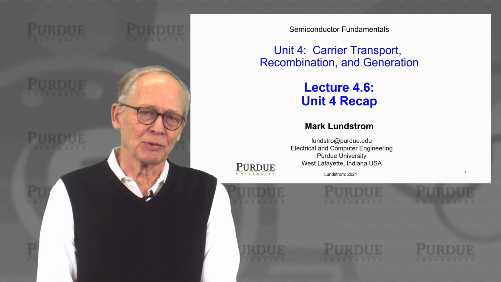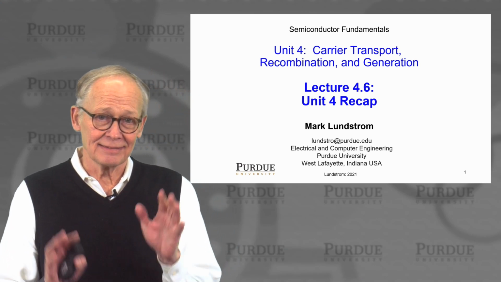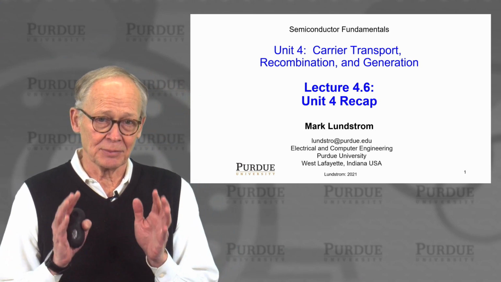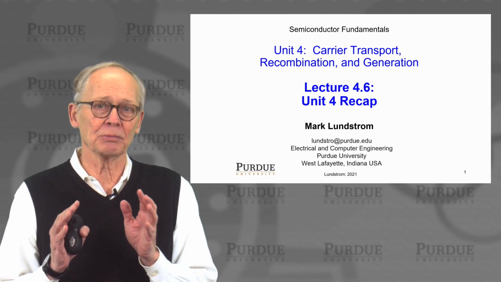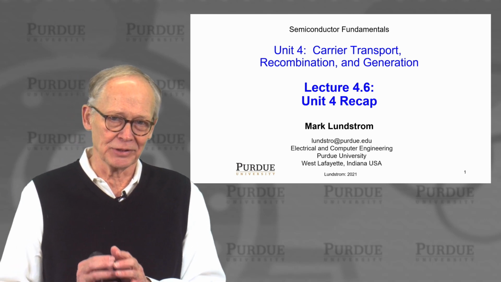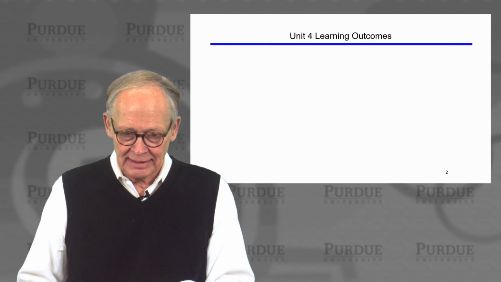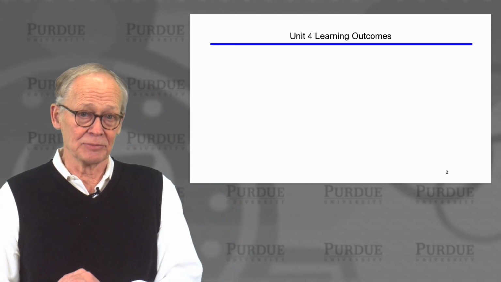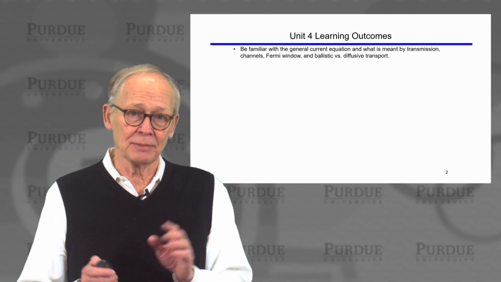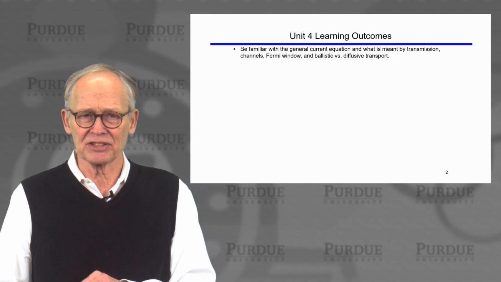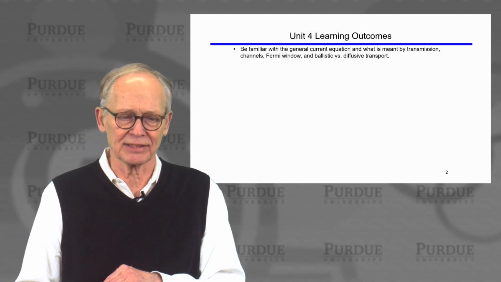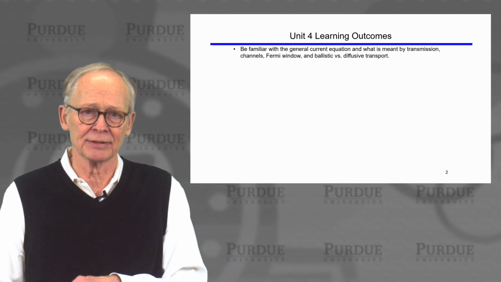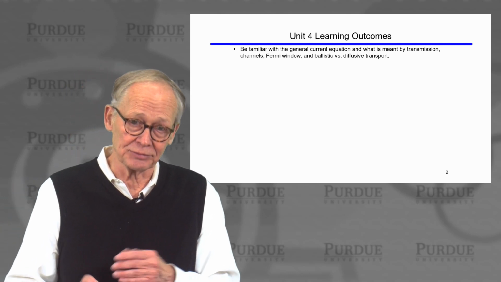So we've covered a lot of ground in Unit 4. Let's take a few minutes now to summarize and recap the important points that you should take away from this unit. We set out with some learning objectives. The first was to become familiar with the general current equation and what we mean by basic quantities like transmission, channels, Fermi window, ballistic transport, diffusive transport.